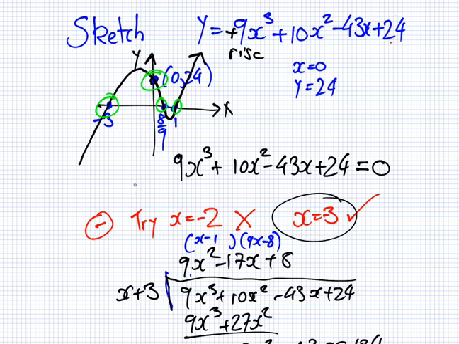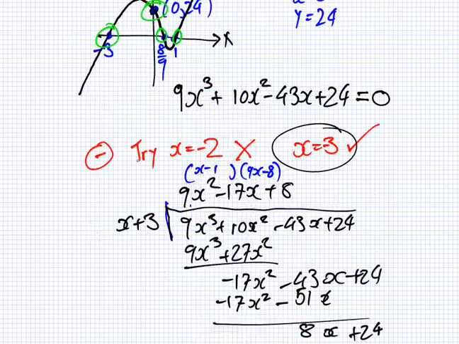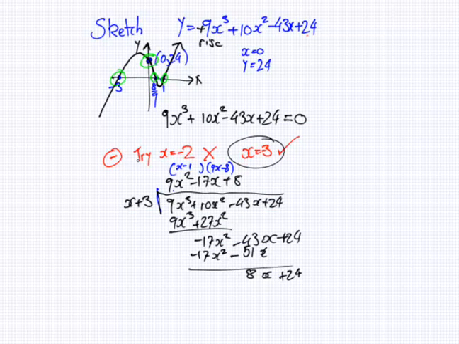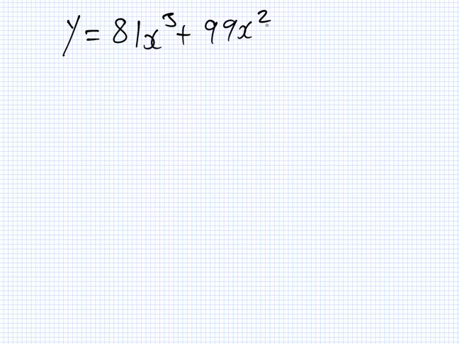Let me show you what a nice one looks like: 9x cubed plus 10x squared minus 43x plus 24. Let me zoom out a bit. It looks like it touches only once, but it actually is twice, because if I zoom in, see, it just dips under. It actually does go twice here.